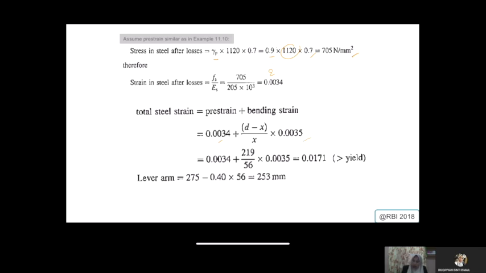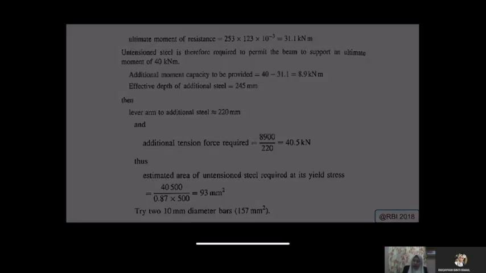Okay, all right, and you have this. Okay, and you calculate. Of course, you put in all the values, d, x minus, and so on, with the condition that x is equal to 56. Okay, and then you will get the total strain equal to 0.017. So this is more than the yield, meaning the yield provided for the tendon. Okay, and the lever arm that you estimate is around 253.